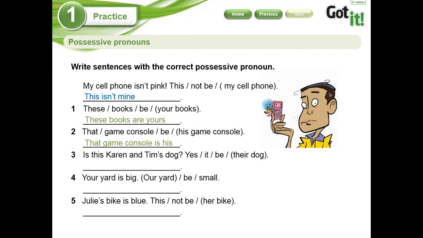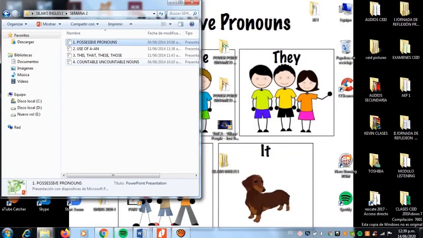Thank you so much. Next, is this Karen and Tim's dog? Yes, it is. What do you think? Theirs. Yes, it's theirs. Sí, es de ellos. Because we are talking about Karen and Tim. Your yard is big. Our yard is small. Ours is small. Julius's bike, it's blue. That isn't hers. That's very nice. Thank you so much for your participation.